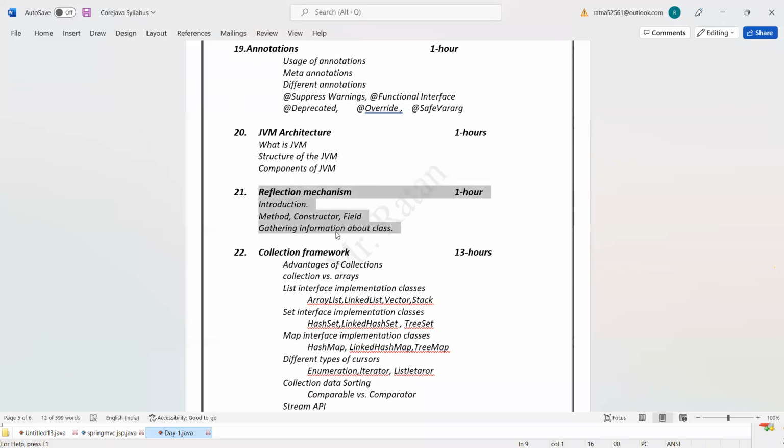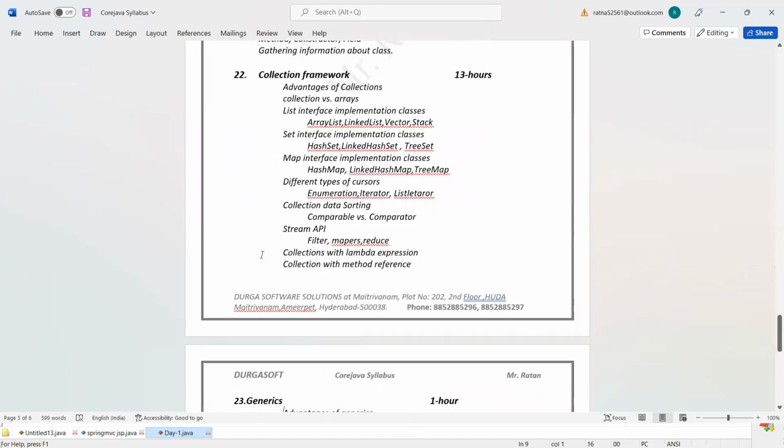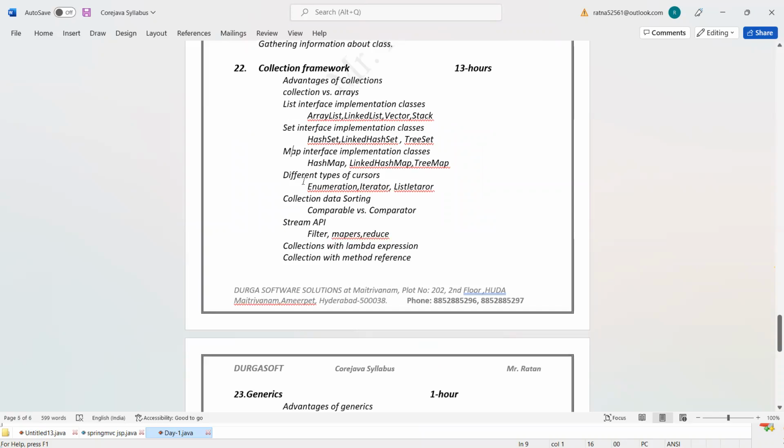Guys, I'm showing just the syllabus copy. Each and every point we will discuss in detail. First of all, structure is important: what we are going to do over the next two months. Advantage of collections: list classes, set classes, map classes, different types of cursors, collection data sorting, stream API, how to use filters, mappers, reducers, collections with lambda expressions in real time, and collections with method references. These days, everything is collections with lambda expressions and method references.